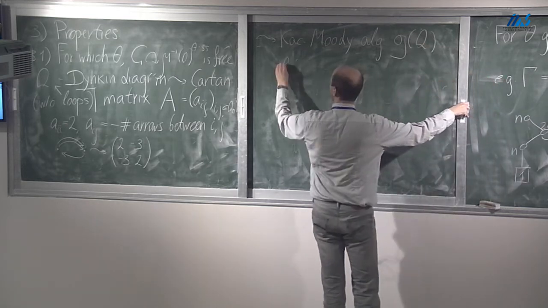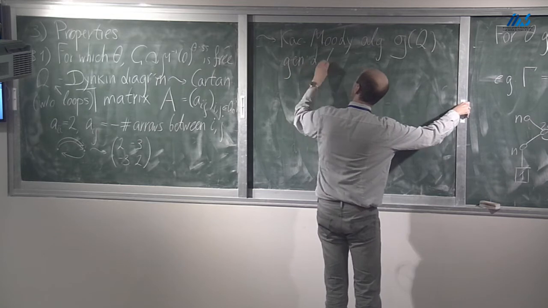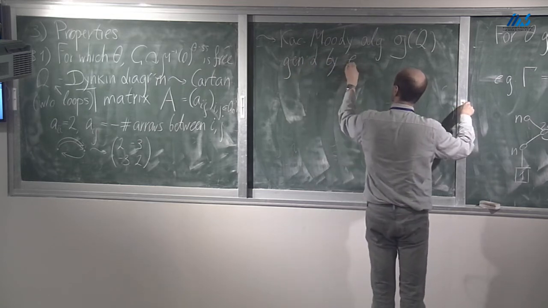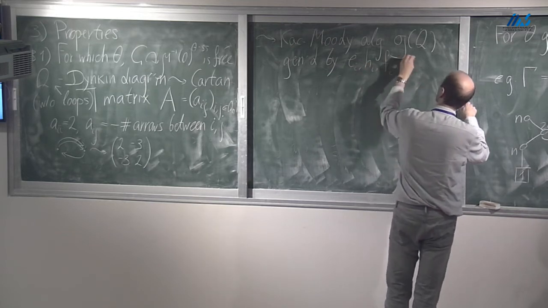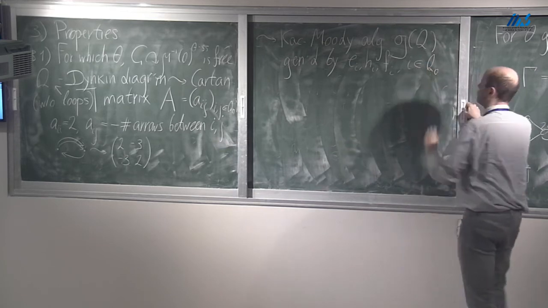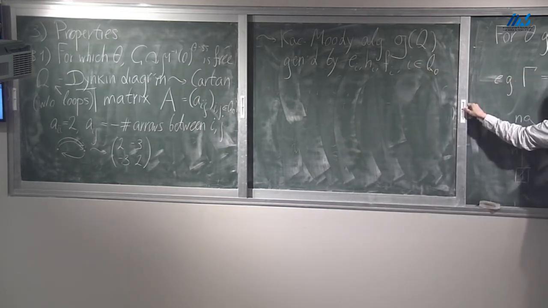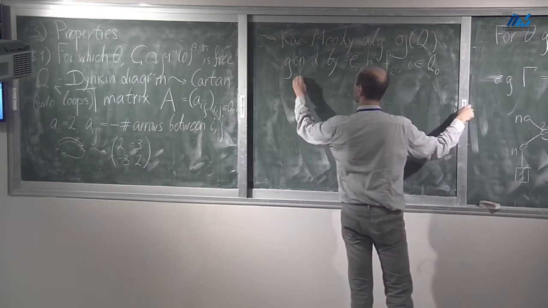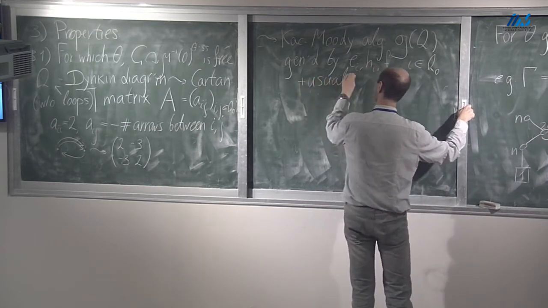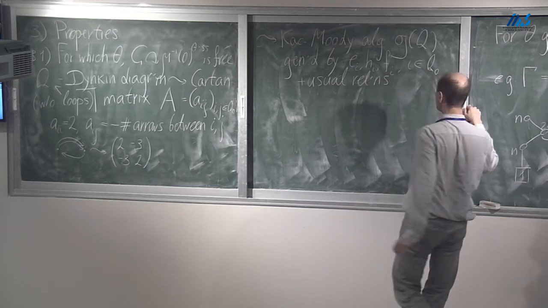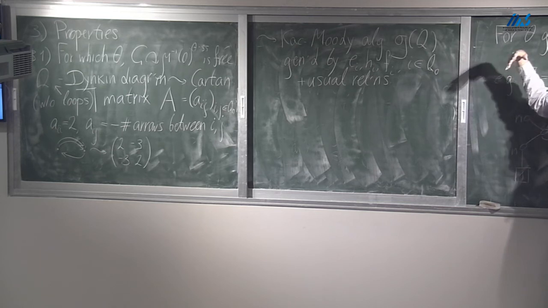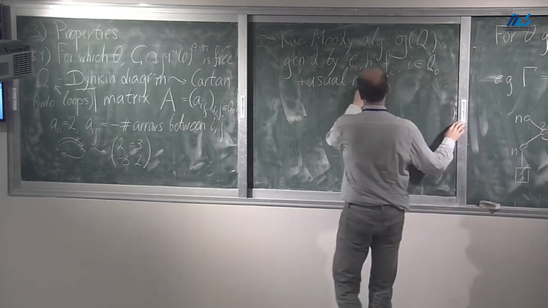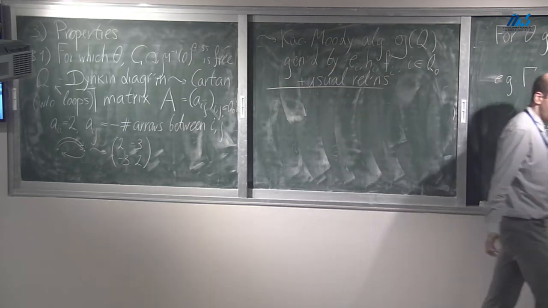And it's generated by a collection of generators E_i, H_i, and F_i, where i is in Q0, subject to the usual relations, including Serre relations. In particular, when Q is Dynkin, I recover the usual semisimple Lie algebra. If Q is affine Dynkin, I recover the affine Kac-Moody algebra. Okay, so I have a Kac-Moody algebra.